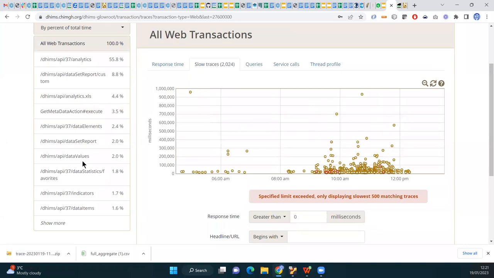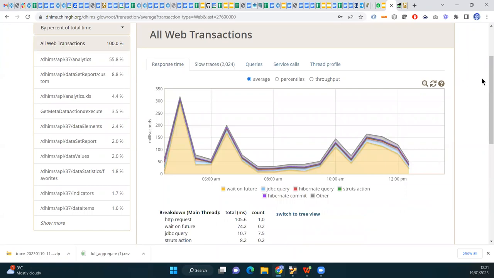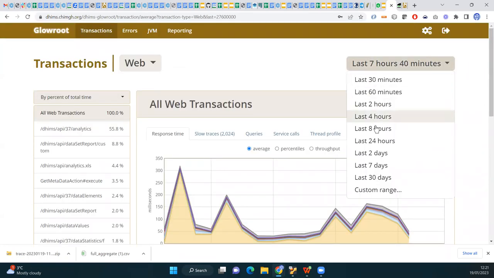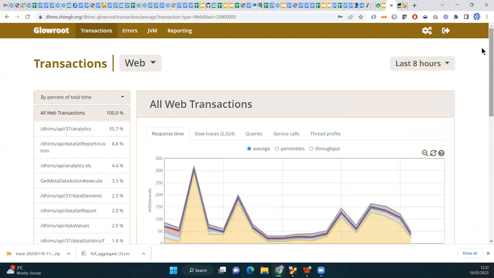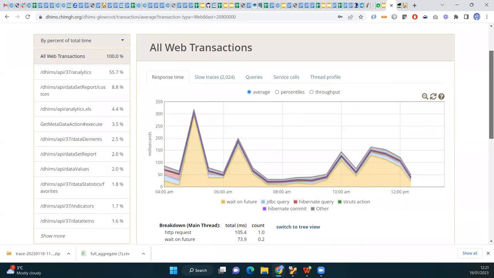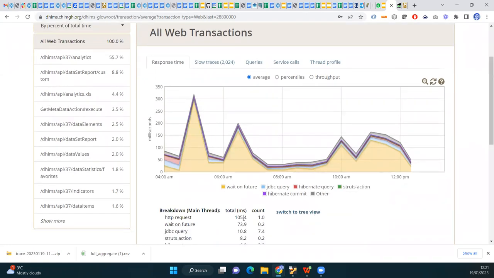We're actually over the big peak at this time. If we look at the response times over the course of the day, the 8-hour day, everything is pretty good, right? Averaging 100 milliseconds, no big spikes. The slow traces that we're seeing.